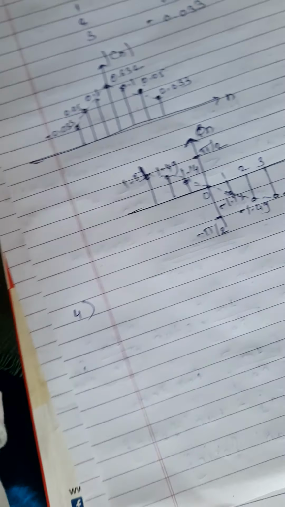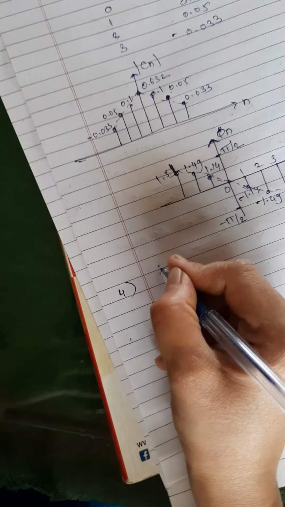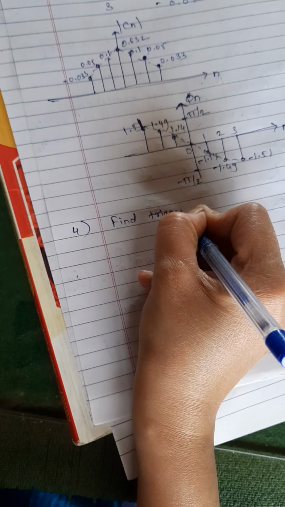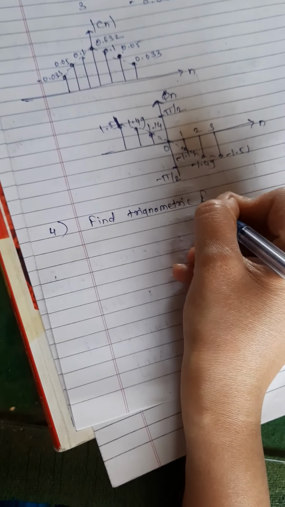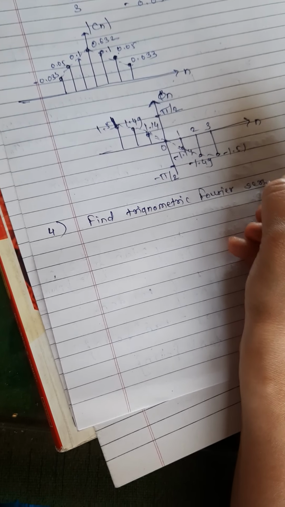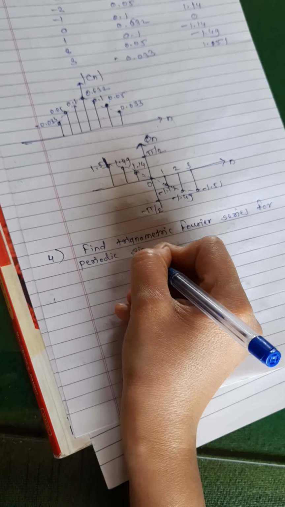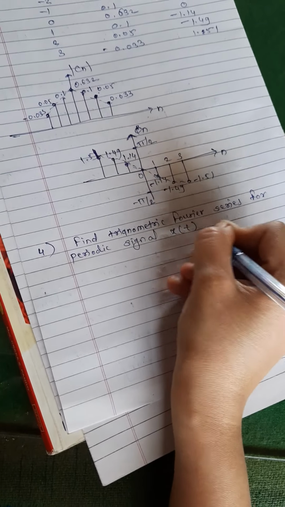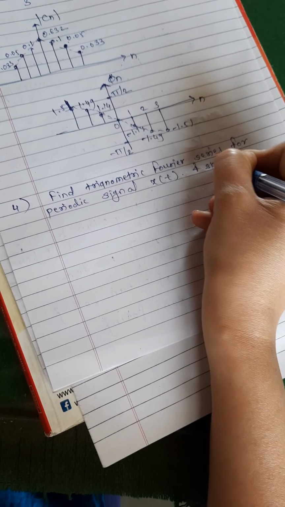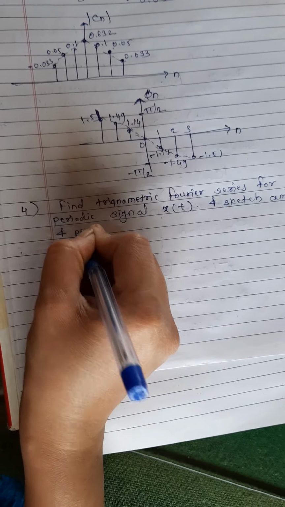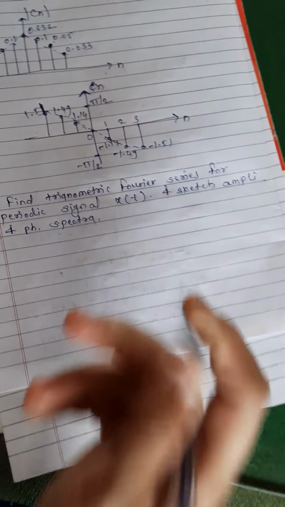Now the next problem, which was asked in an exam for 6 marks. Find the trigonometric Fourier series for the periodic signal x of t shown in the figure and then sketch the amplitude and phase spectra.